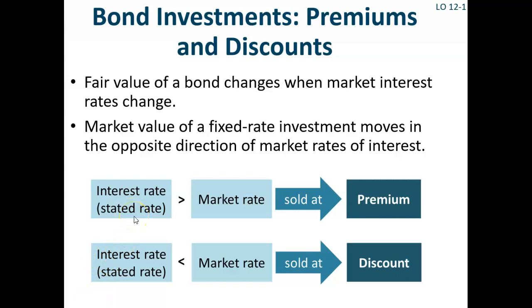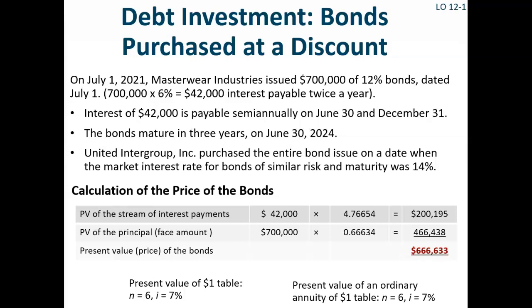If the bond's stated rate is lower than the market rate, then the investors would be willing to purchase the bond only at an amount less than the maturity value, so it would be sold at a discount. In our previous example, Masterware was offering its bonds for a 12% stated interest rate, but investors could have obtained bonds of similar risk and maturity at a more favorable higher rate of 14%. To attract investors, Masterware had to sell the bonds at a discount.